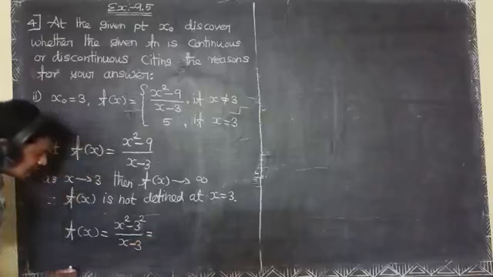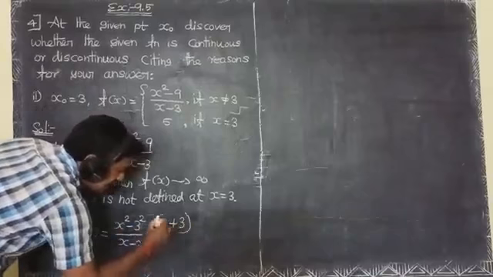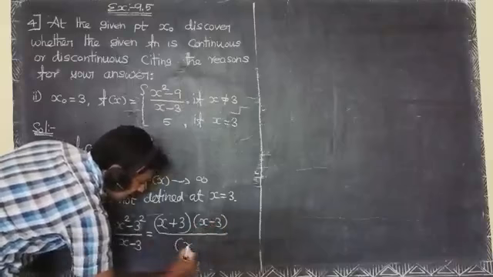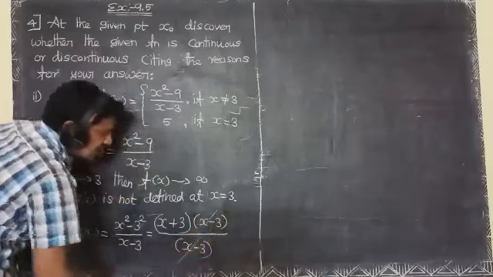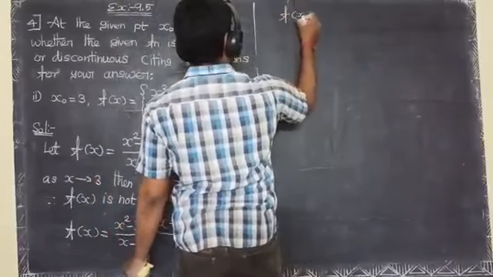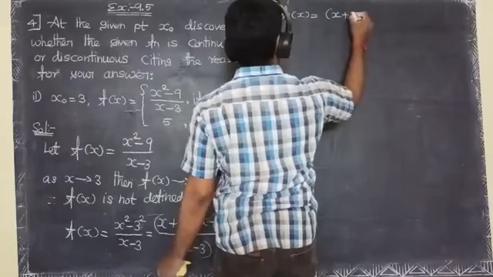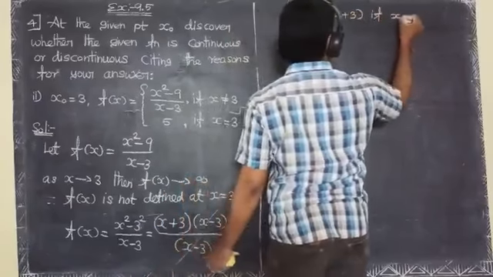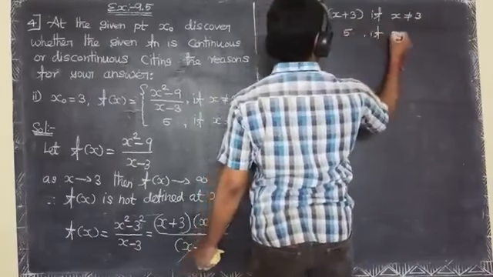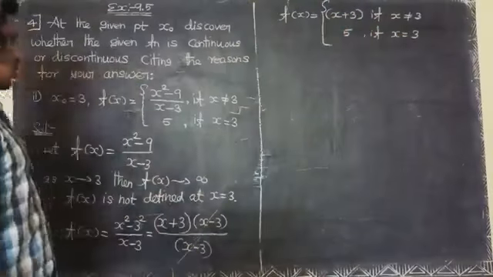Here in the numerator, the structure a square minus b square can be written as a plus b into a minus b, divided by x minus 3. Here the factor x minus 3 is cancelled. Therefore, the given function is f of x equal to x plus 3 if x not equal to 3, and 5 if x equal to 3. This is the given function.